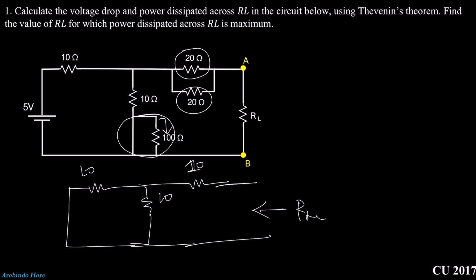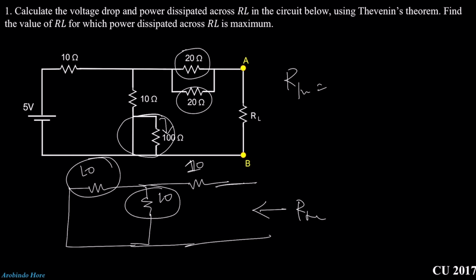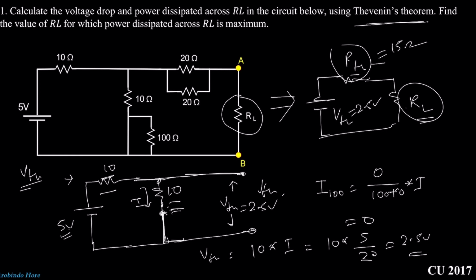Now it's very simple. This 10 ohm is in parallel, and this whole combination is in series with the 10 ohm. So we can write down RTH equal to 10 plus 10 parallel 10, that is equal to 15 ohm. So now you also have RTH as 15 ohm. As per the maximum power transfer theorem, the maximum power will flow from source to load when RL equals RTH. That means RL will be 15 ohm.